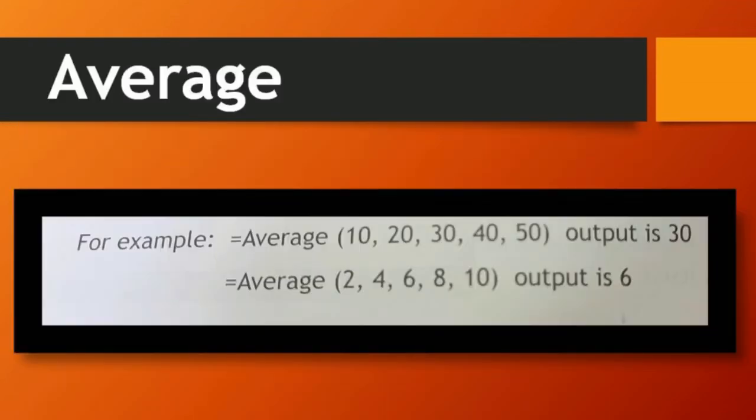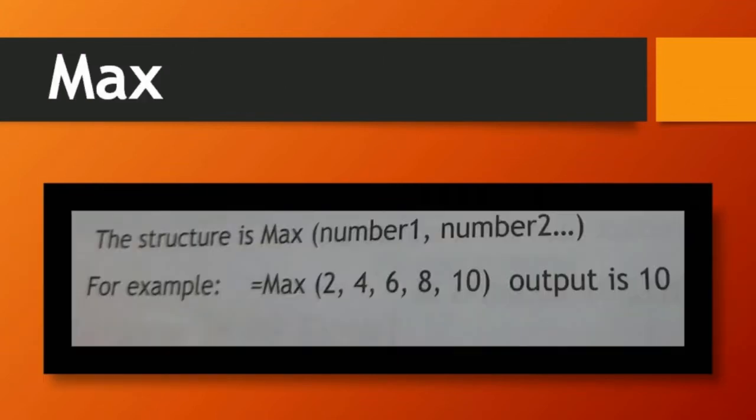Average. This function returns the average, the arithmetic mean, of its arguments, which may be numbers or names that contain numbers. The structure is AVERAGE(number1, number2, etc.). For example, =AVERAGE(10,20,30,40,50), output is 30. =AVERAGE(2,4,6,8,10), output is 6.